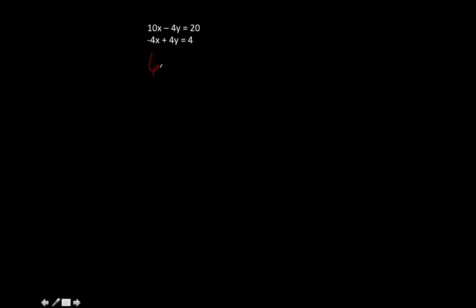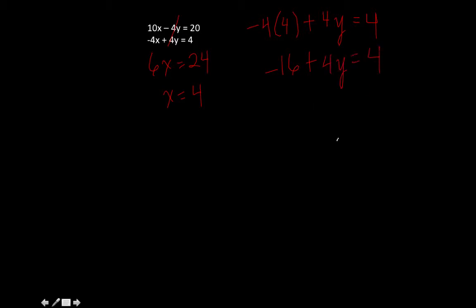So 10x minus 4x is 6x. These go away. 20 plus 4 is 24. X is 4. So minus 4 times 4 plus 4y is 4. So negative 16 plus 4y equals 4. Adding 16, 4y is 20. Y is 5.